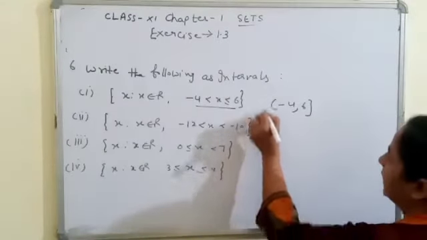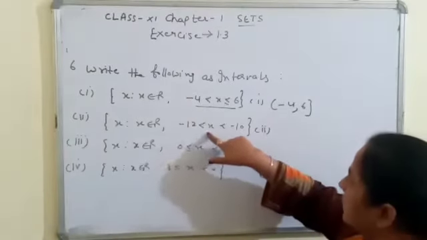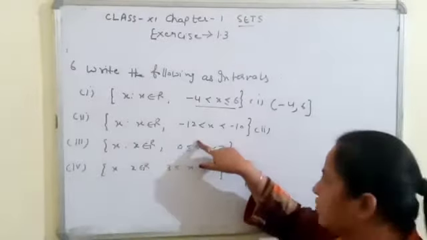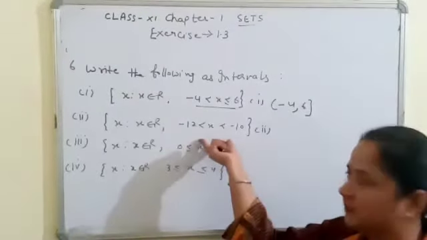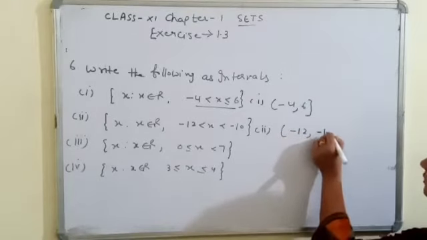Similarly, in the second part, x where x belongs to R and x is greater than -12 and less than -10. Greater than -12, less than -10, in both cases it represents the open interval. So this is the form in which we will write this set.